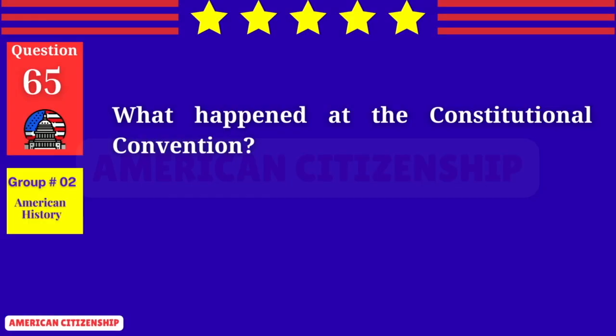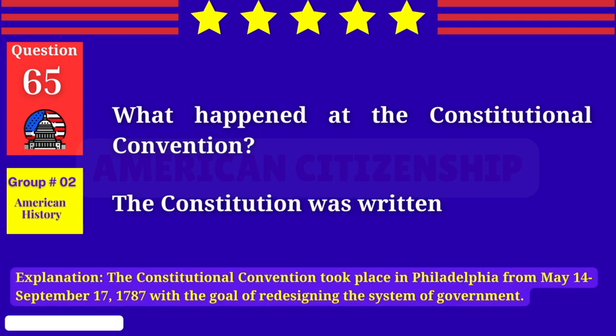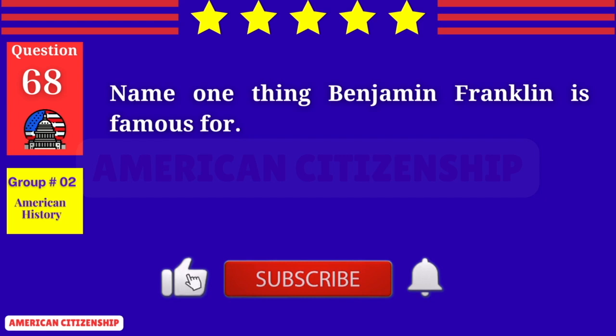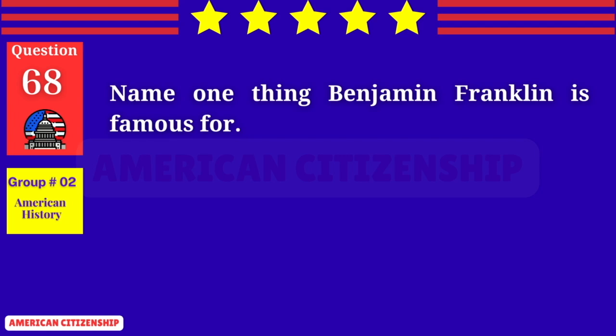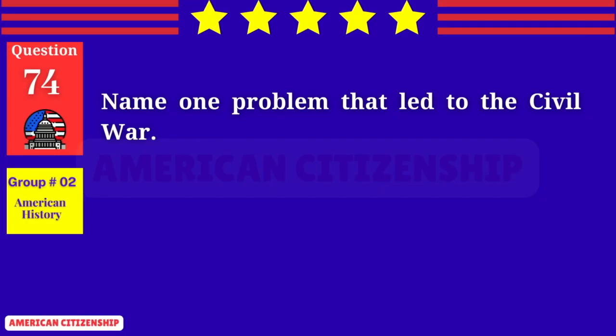What happened at the Constitutional Convention? The Constitution was written. Name one thing Benjamin Franklin is famous for. U.S. diplomat. Name one problem that led to the Civil War. Slavery.